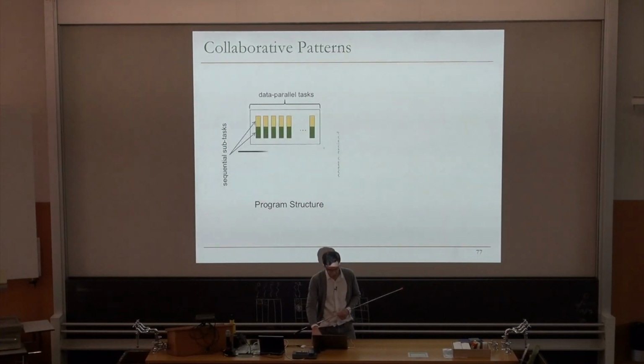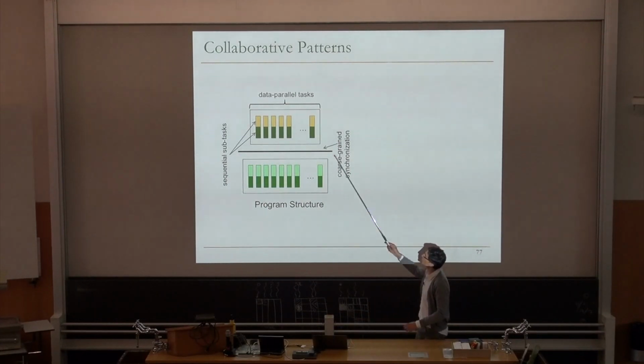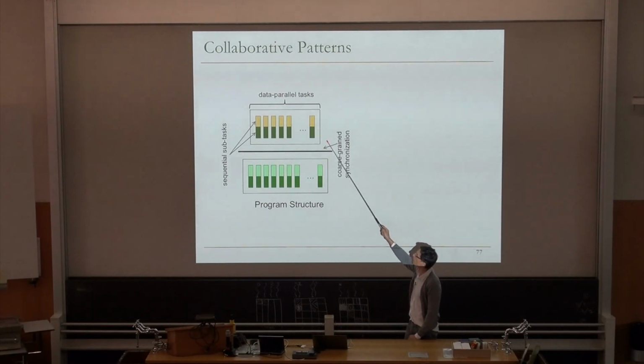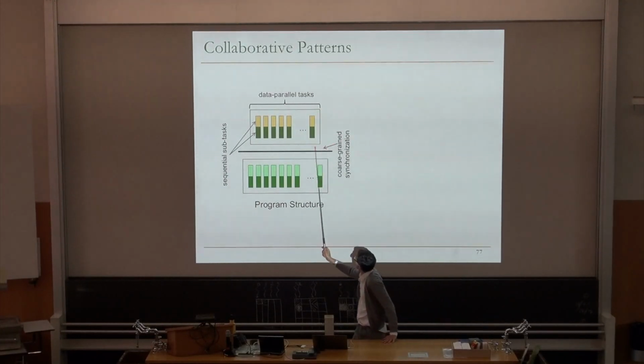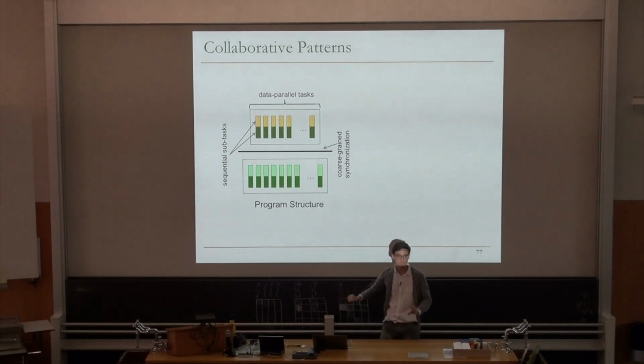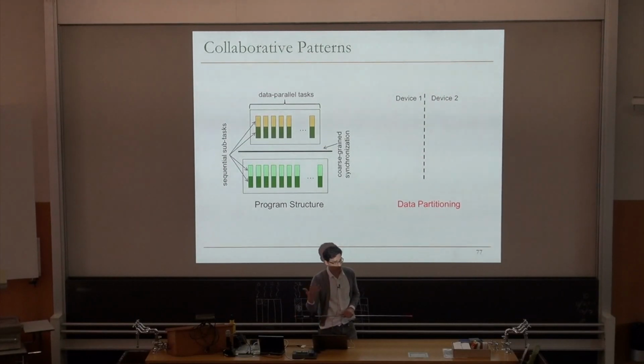Instead of the traditional accelerator model, where this could be the first kernel, and at some point all these data parallel tasks are completed, and then we have this coarse grain synchronization, which essentially means a synchronous programming model where the kernel terminates and then we launch a second kernel. Instead of this traditional pattern, now it's going to be possible to have different collaborative patterns. One possibility is the data partitioning pattern.